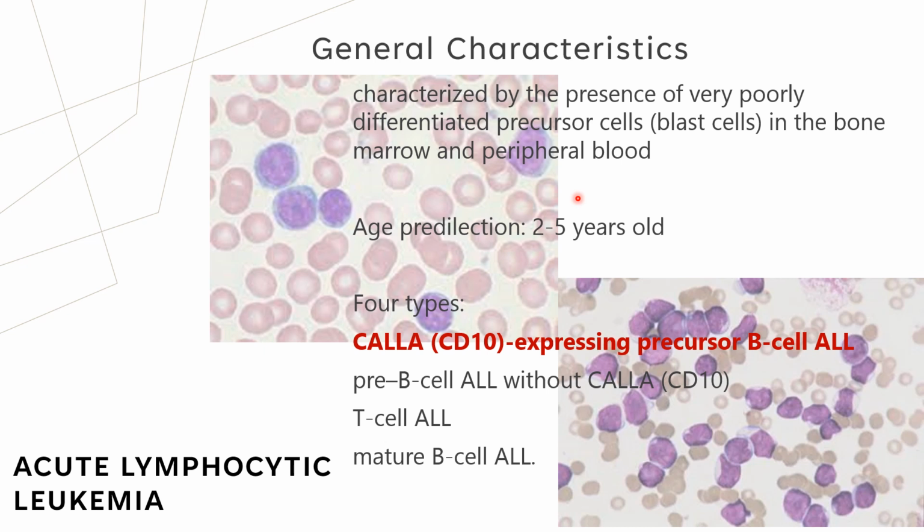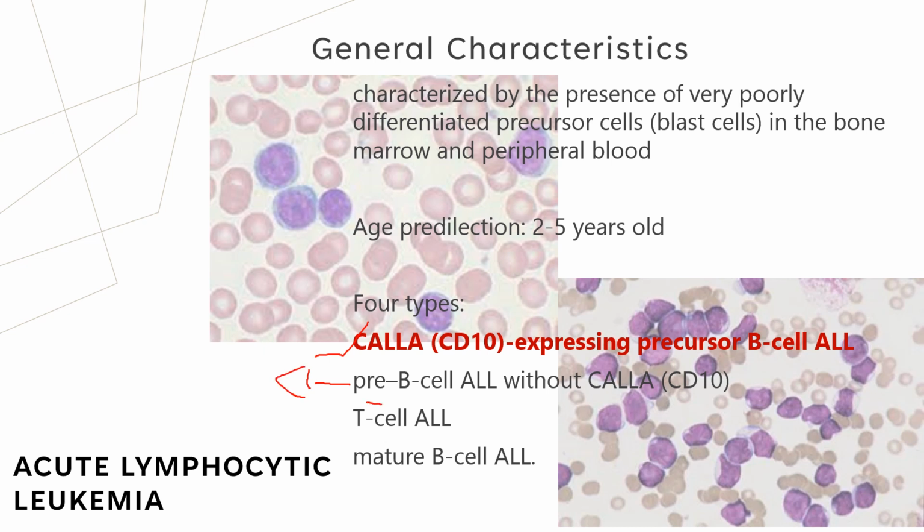We have 4 types of ALL depending on the dominant type of malignant cell and on the surface receptors found. So we have the CALLA-expressing precursor B cell ALL, pre-B cell ALL without CALLA, T cell ALL, and the mature B cell ALL. We use cytogenetic studies to provide information which is important in diagnosis and prognosis of patients with ALL. The CALLA-expressing precursor B cell ALL is the most common type of ALL, and the pre-B cell ALL is the second most common type.